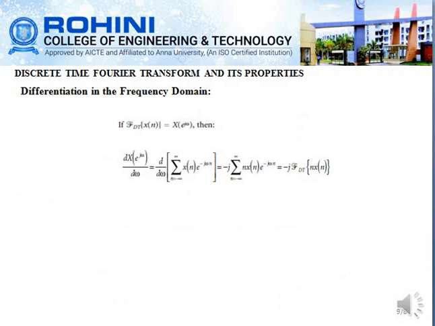Differentiation in frequency domain. That is dX of e power j omega by d omega is d by d omega of summation n equal to minus infinity to infinity x of n e power minus j omega n. Differentiate this, so we get minus j summation n equal to minus infinity to infinity n into x of n e power minus j omega n, that is equal to minus j Fourier transformation of n into x of n.